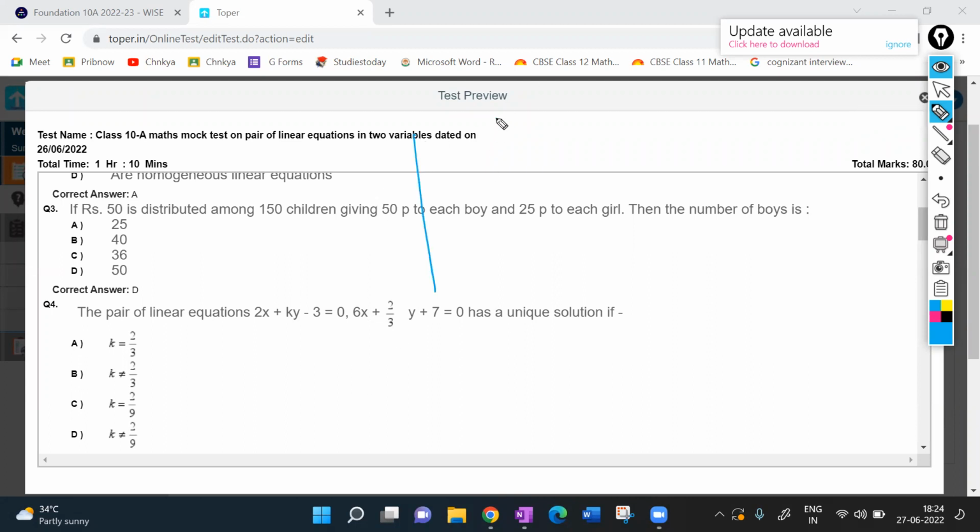Converting into paisa, so 50 paisa is given to you. We are writing in rupees, so I'm writing in rupees here. Plus 25 paisa given to how many? 150 minus x is equal to 50 rupees. You will get the x value if you solve this.